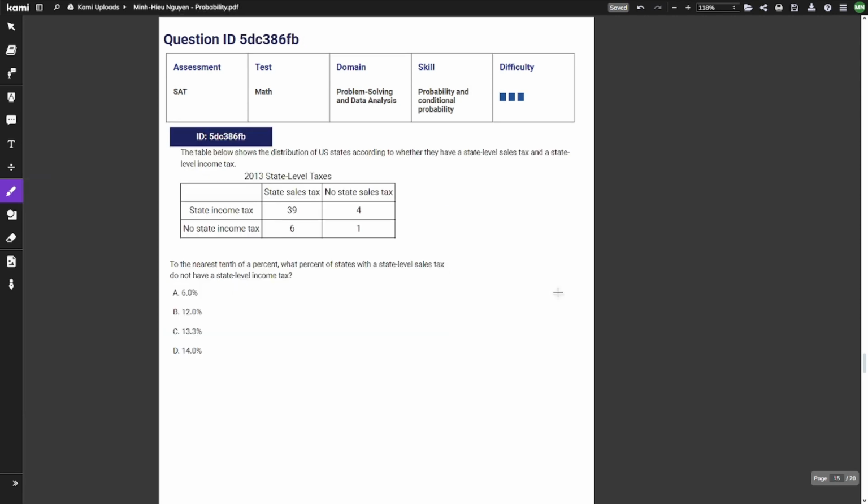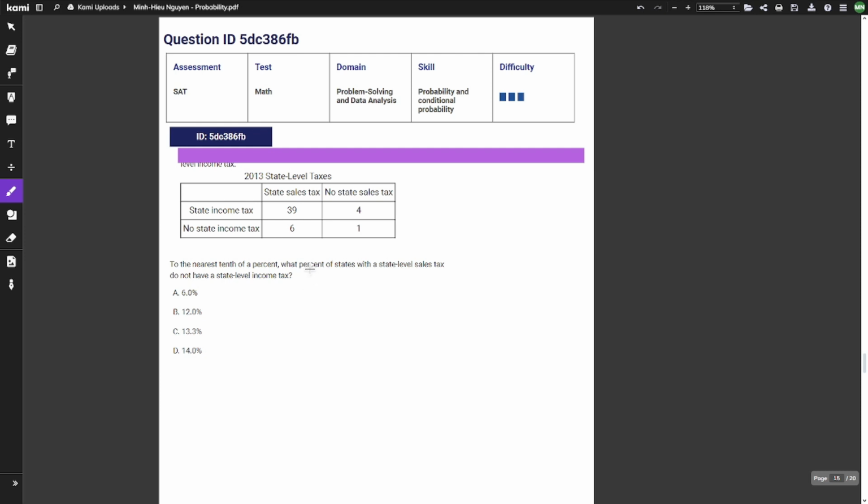Question number 15. Oh, don't care about that. To the nearest tenth of a percent, what percent of states with a state-level sales tax do not have a state-level income tax? Huh? Alright, I'm not going to lie, I didn't understand a single thing I just read, but let's see if we can cross some things out in the table.